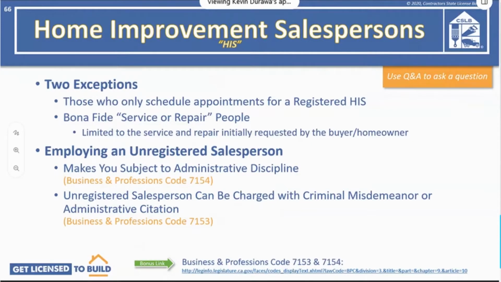For example, if your AC goes out and you call an HVAC company out, the service person does not have to be a registered salesperson. But if they go beyond the repair itself and sell you a new HVAC system, they would have to be registered as an HIS. Also, don't employ an unregistered salesperson. That subjects you to administrative discipline, and the salesperson might get a citation or possibly even a criminal misdemeanor.